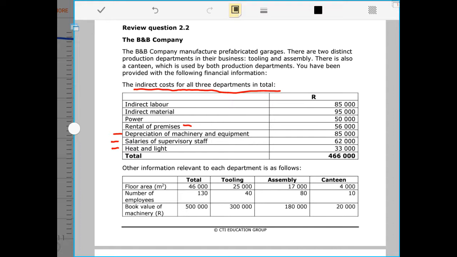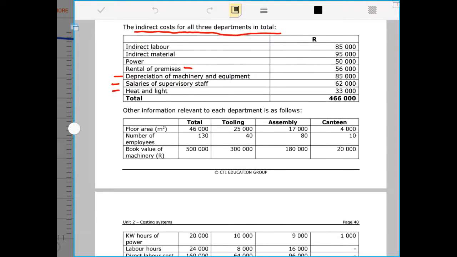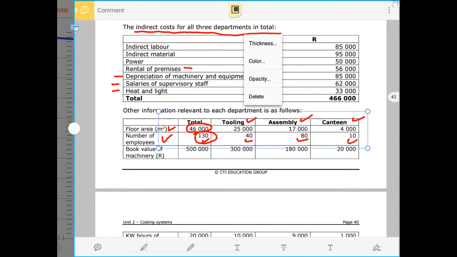Other information relevant to each department is as follows. Then we are given the floor space. Definitely these are the bases that we'll use to allocate our overheads. We have the floor space that is used by tooling, assembly, and the canteen. The number of employees in each department is 40, 80, and 10, and the total is 130. And the total of the floor space is 46,000.